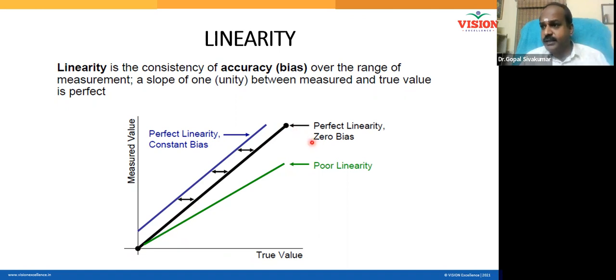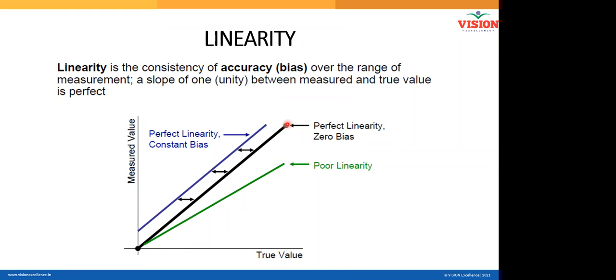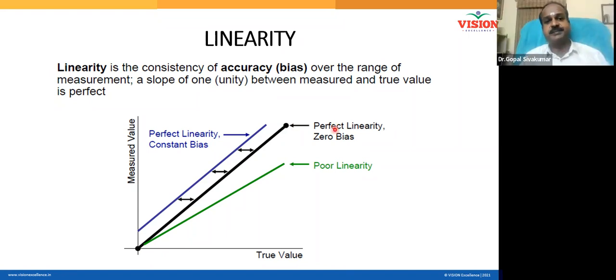Why are your readings accurate? Bias is 0. Are you able to maintain the accuracy throughout the range of the reading? Come on, tell me. From 0 to 100, are you accurate at all the points along the black color line? Yes or no? Yes. Then your readings are perfectly linear. If the bias is constant across the range of the reading, then you can say your readings are perfectly linear. We prefer such a scenario.